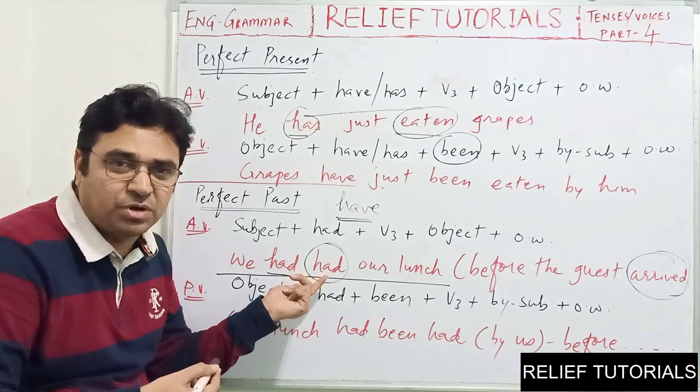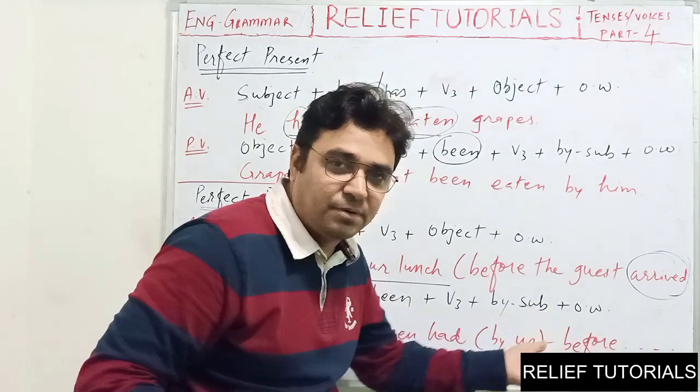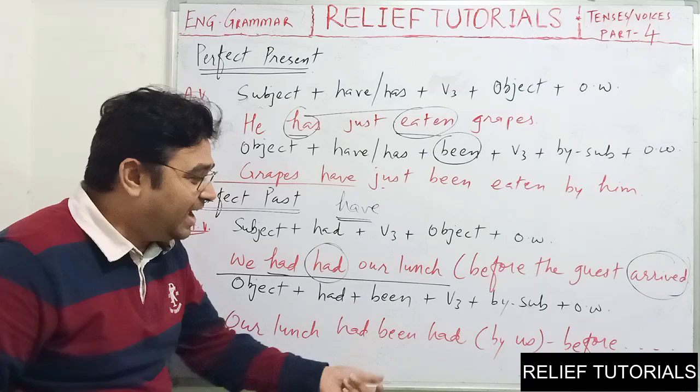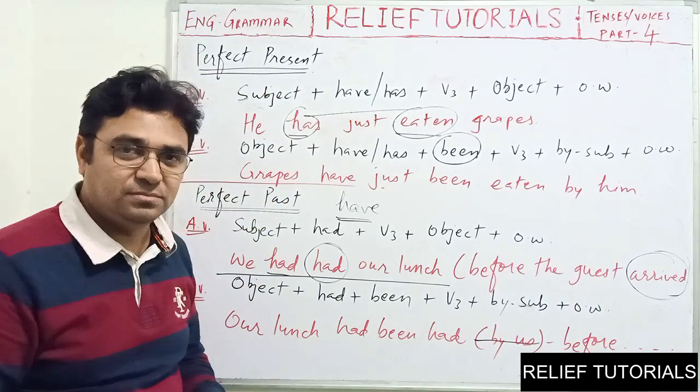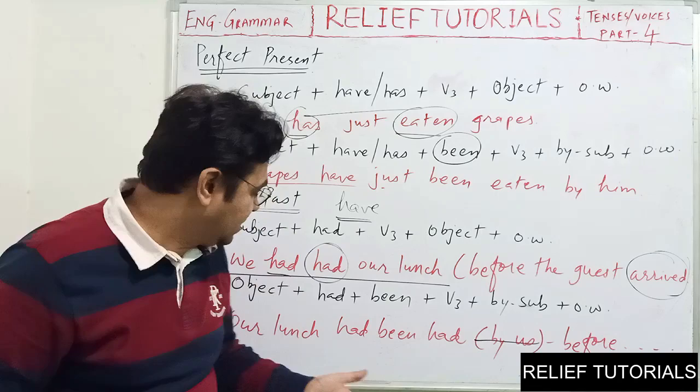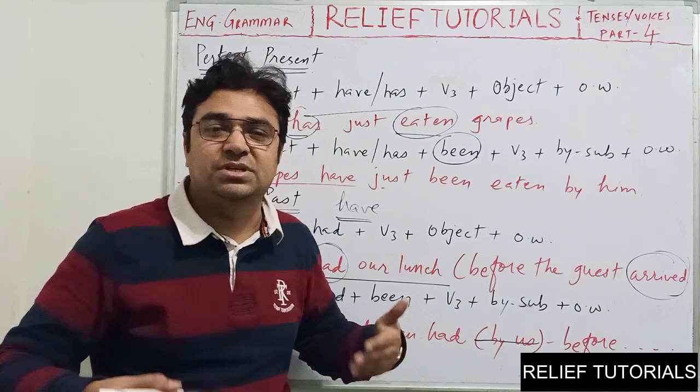Now in this situation, as we have the main verb have, by, subject, and the other words. So the whole thing is our lunch, had, been, and then the V3 of the main verb, again had: our lunch had been had. Now obviously our lunch is always had by us, so no need to mention it. If you don't write by us, we'll understand. Subject is not so important, it is understood, so it can be avoided. So lunch had been had before the guest arrived. So this is perfect past tense.